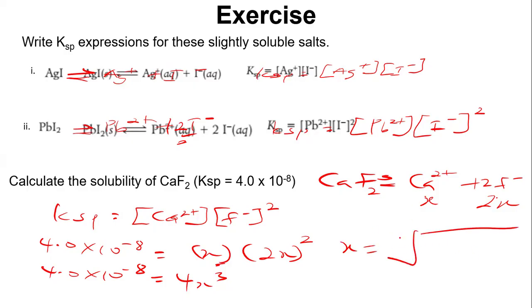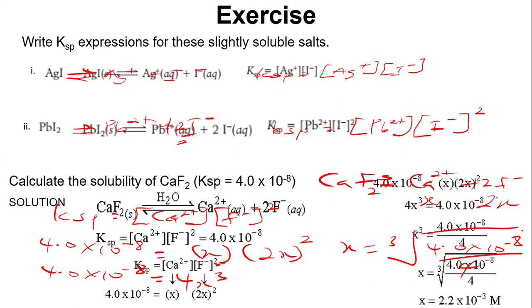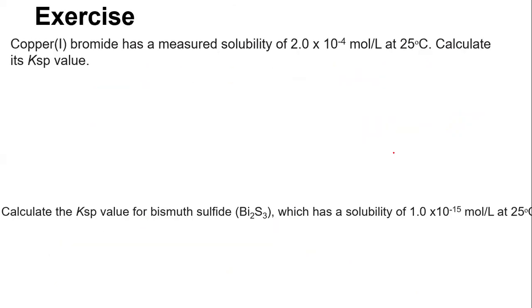So finally, my X would be equal to, that's mathematical, right? The cube root of 4.0 times 10 raised to the power -8 divided by 4. And the answer is here. The question has been solved here. So the answer will be 2.2 times 10 raised to the power -3 mole, and that is the solubility of calcium fluoride.